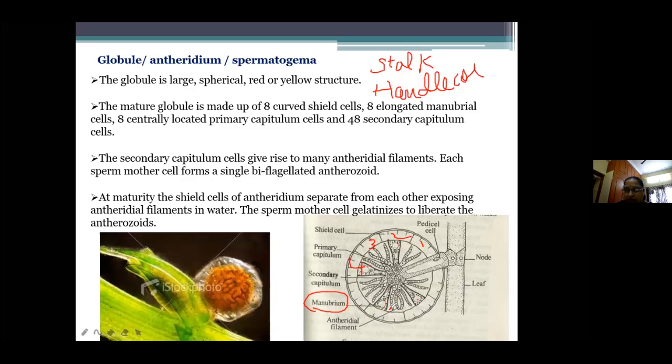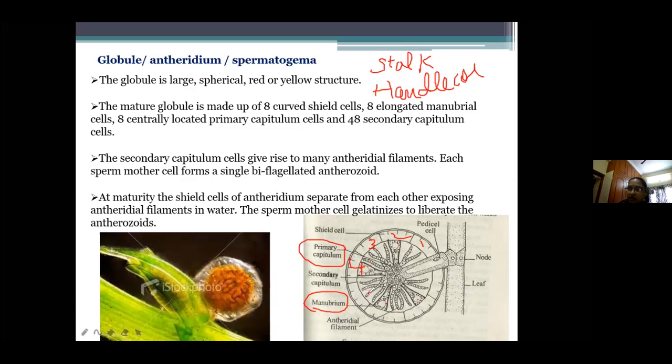In between, in the cavity of the manubrium, see, this is one manubrium, this is another manubrium. In between the two manubria, these arise. What is in the cavity of the manubrium? These are primary capitulum cells. See here, girls, in between there is a cell-like structure, and that is called the primary capitulum.